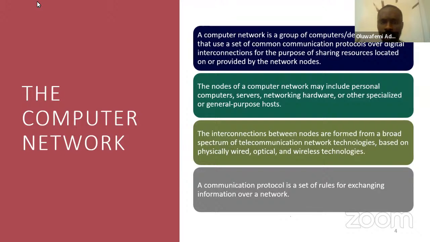I'm going to take that definition again, maybe to make more sense to us. A computer network is a group of computers or devices, otherwise called nodes, that use a set of common communication protocols over digital interconnections. So the first thing there is the nodes. The second thing you have to understand is the communication protocols.